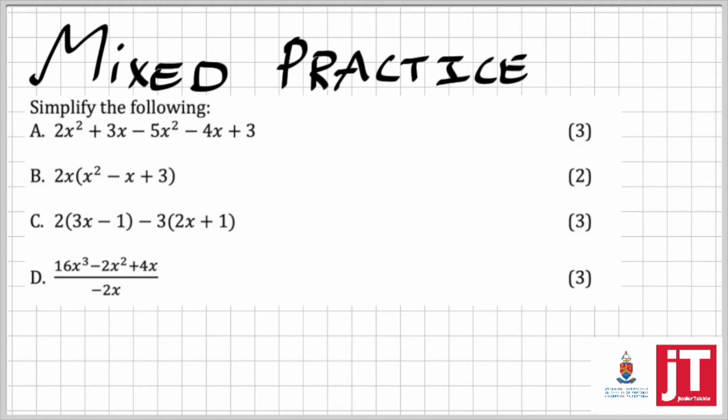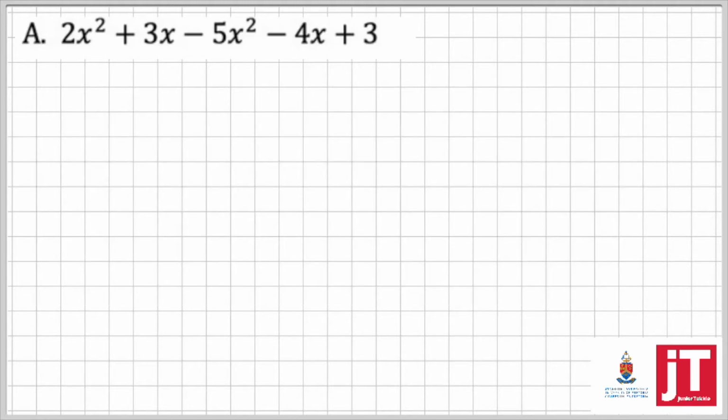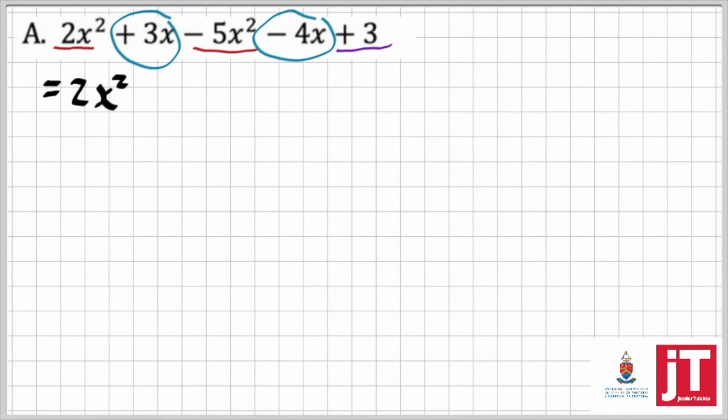For question A, I'm specifically going to look first of all at grouping your like terms. So the 2x squared and the negative 5x squared, the 3x and the negative 4x, and then that little squiggle, the plus 3. What do we call the 3 again? We call it the constant term. Remember that. The constant term. So let's just reshuffle them.